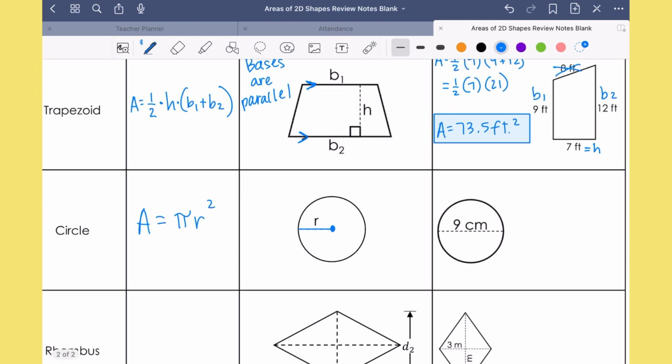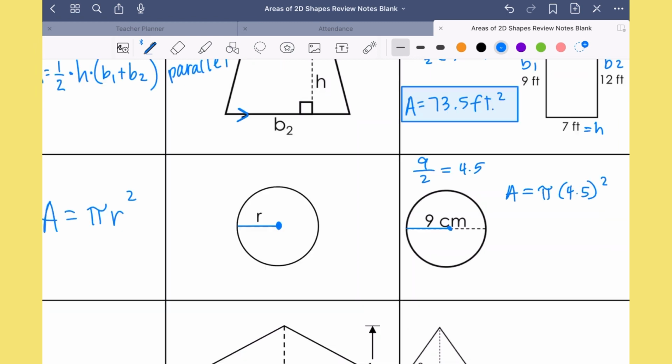Anyway, so this one is not the radius. This 9 centimeter is the diameter. So what do we need to do to find the radius? Who remembers? We got to take half of it because I only want to know this amount. So what's half of 9? Half of 9 is 4.5. So then we just use our formula, pi times 4.5 squared.